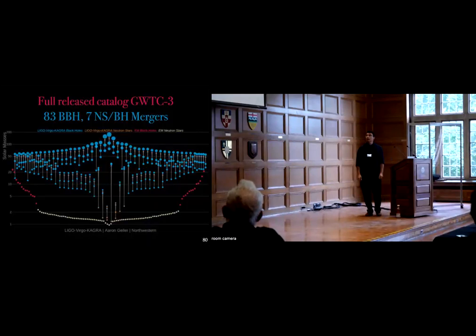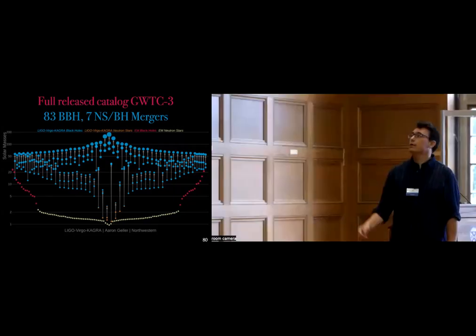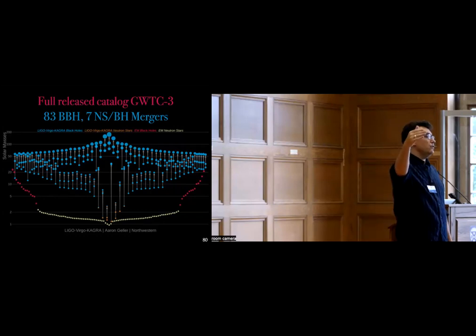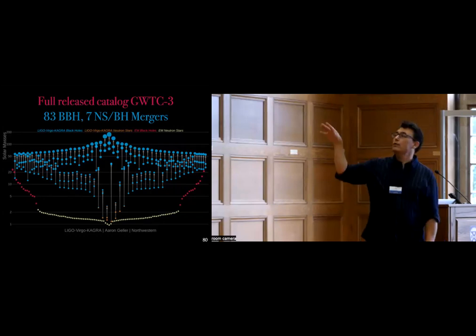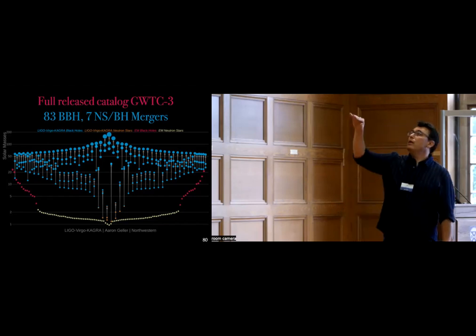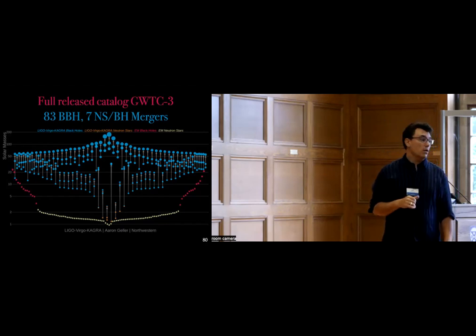Here's the full O3 catalog showing all 83 binary black hole mergers and 7 neutron star black hole mergers. The neutron star ones are a little tricky. They don't always know whether it ended up in a neutron star or a black hole. That's why you see several of the dots are colored half and half. But the blue data points at the top of this plot are all black hole mergers.